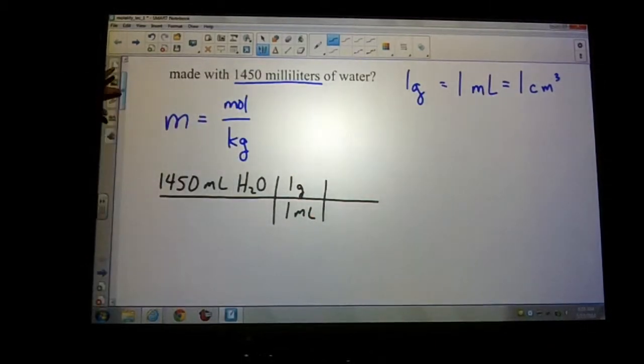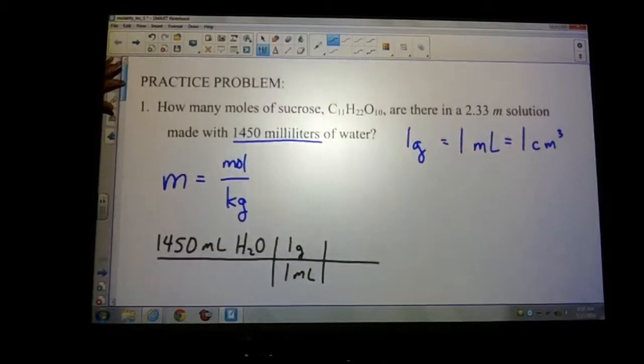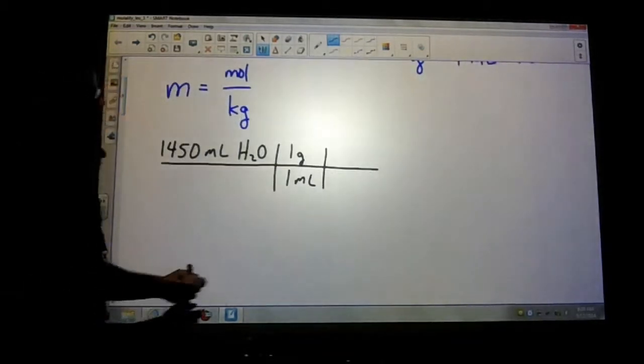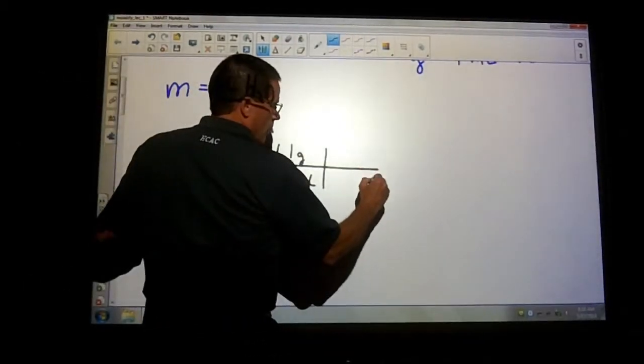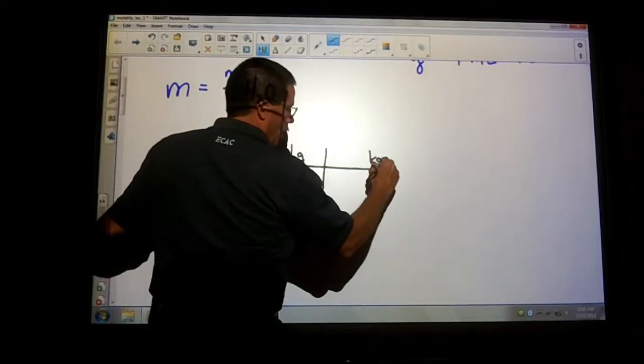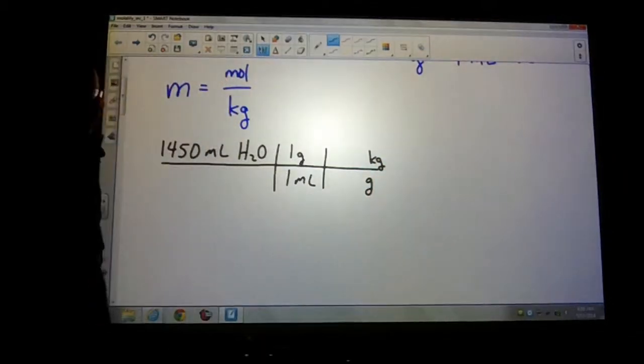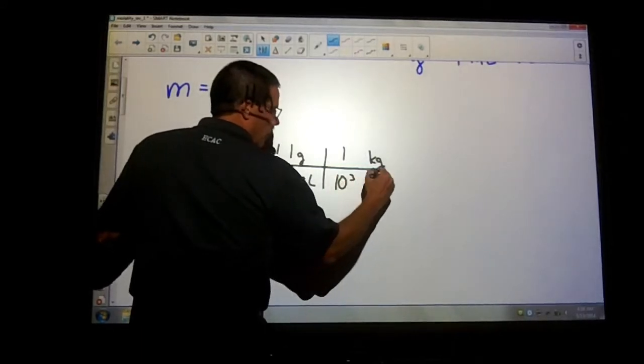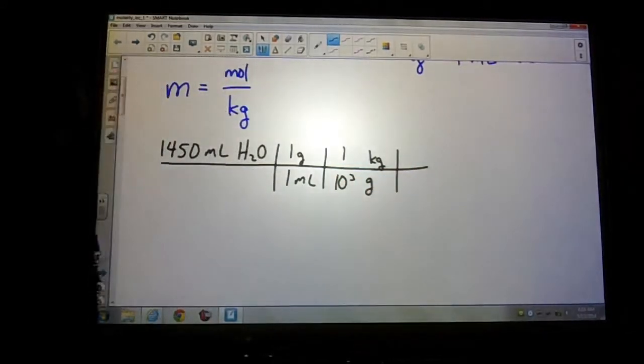If I stopped right there, what do I have unit-wise? Grams. I need to get it to kilograms. So how do I convert that? Grams to kilograms. Which one's bigger? Kilogram. How many grams in a kilogram? 1,000. Good.